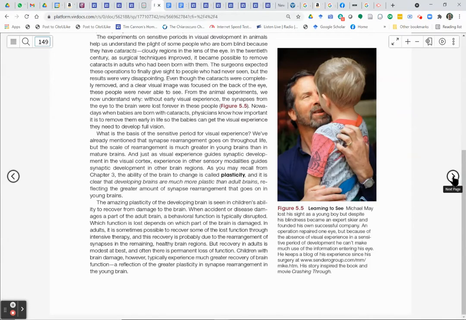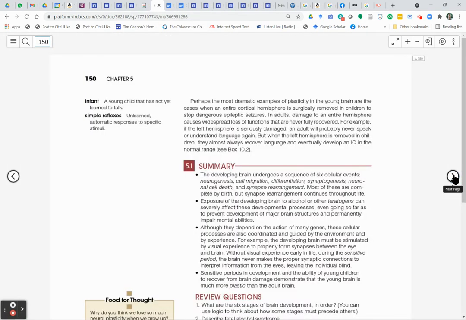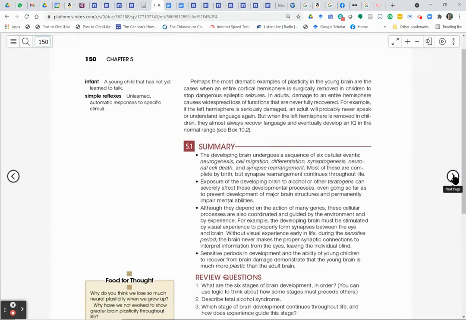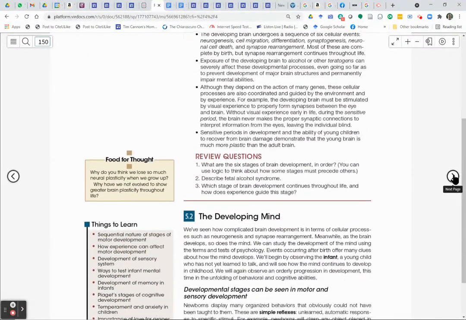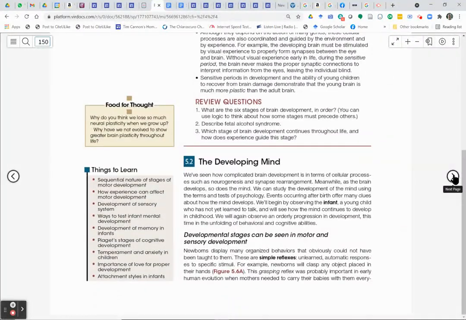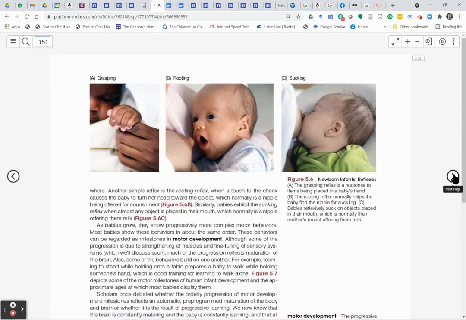Younger brains are more plastic than adult brains, but adult brains are plastic too. If they weren't, we couldn't learn anything. And synaptic rearrangements and neurogenesis and synaptogenesis, it's all very complex and interacts with the environment. And it's amazing. So then we're going through early development, infants and simple reflexes.